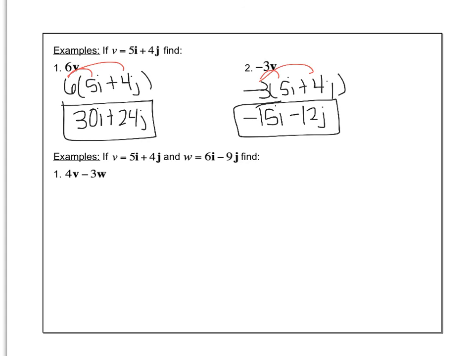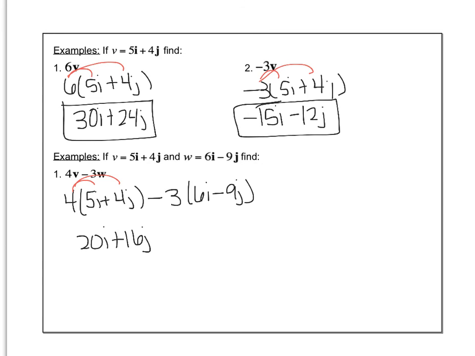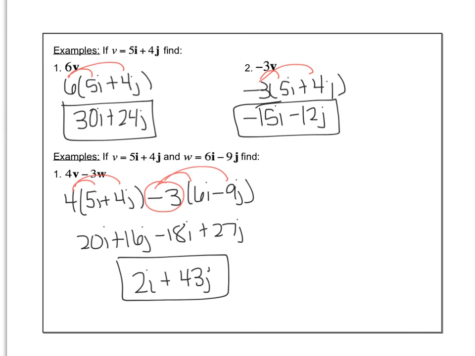And then number 1 in the next set of examples just steps it up one more notch, is we have distributing a scalar and we have to also subtract. So I'm just going to plug everything in first. It's 4 times v, which was 5i plus 4j, and then minus 3 times w, which is 6i minus 9j. And then you're just distributing here. You get 20i plus 16j, and then I'm making sure I distribute the negative 3 here. That's minus 18i plus 27j. And then the last step is to combine. We get 2i plus 43j. And that is our vector.